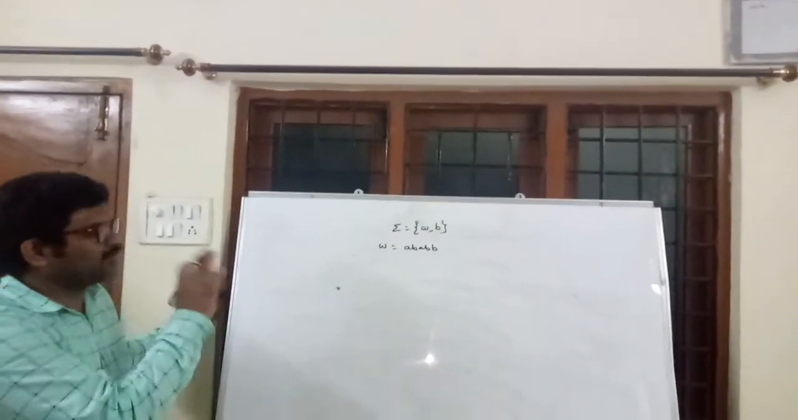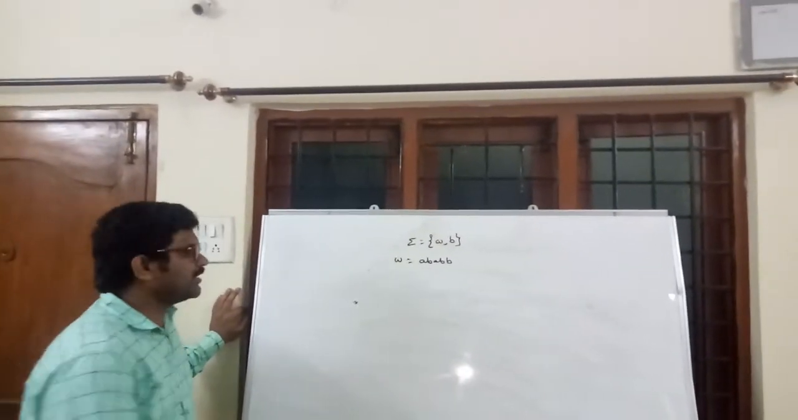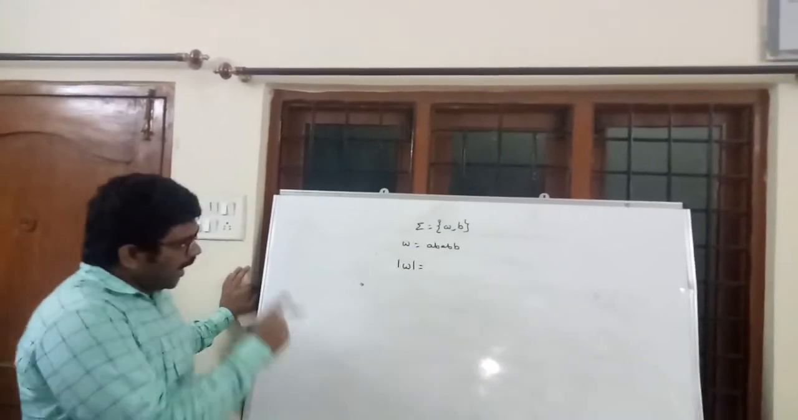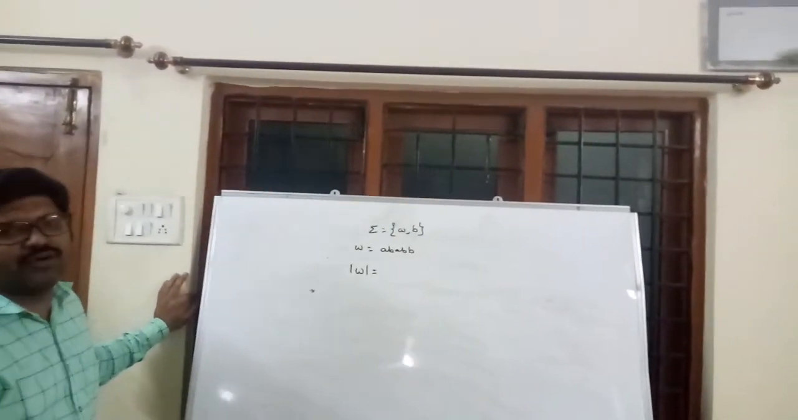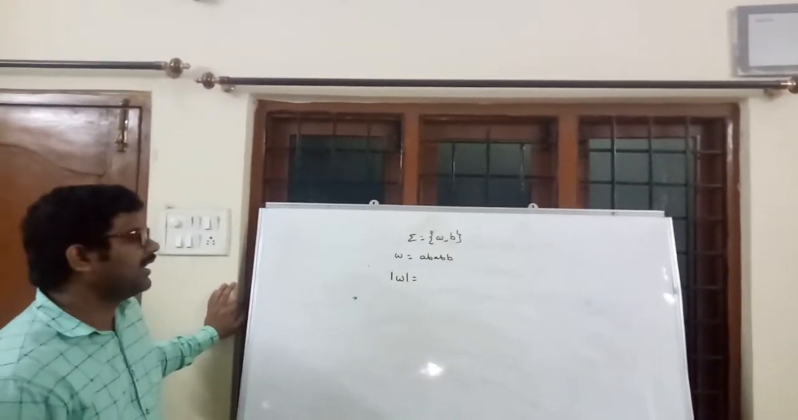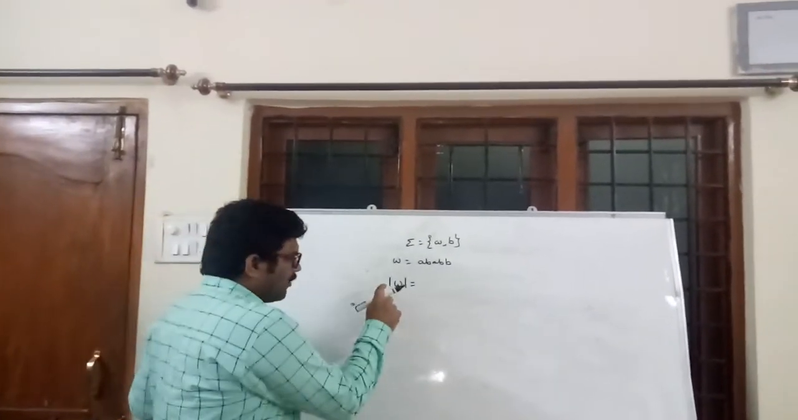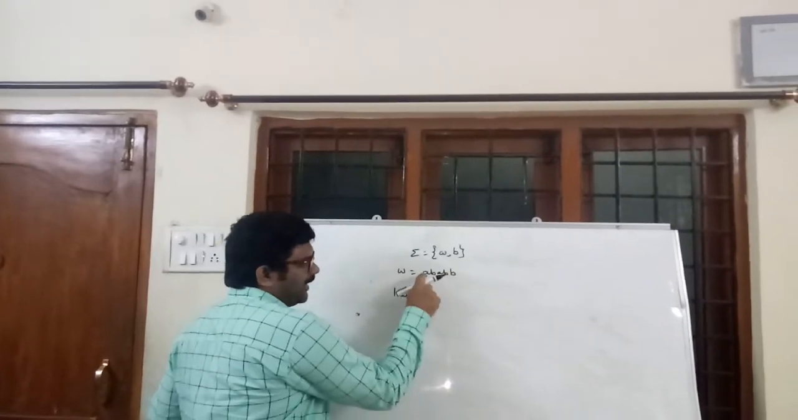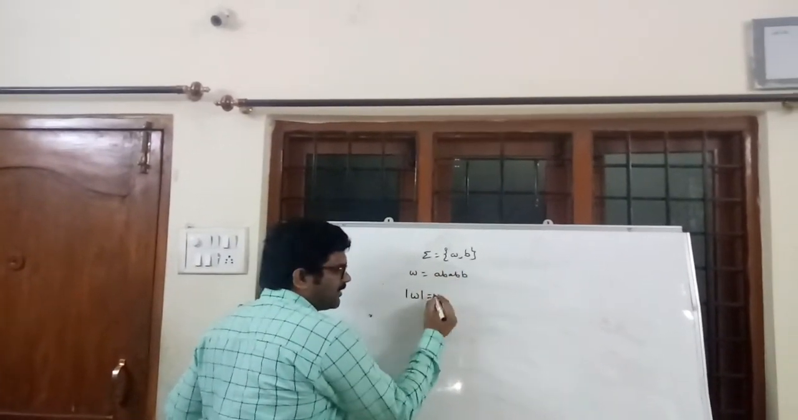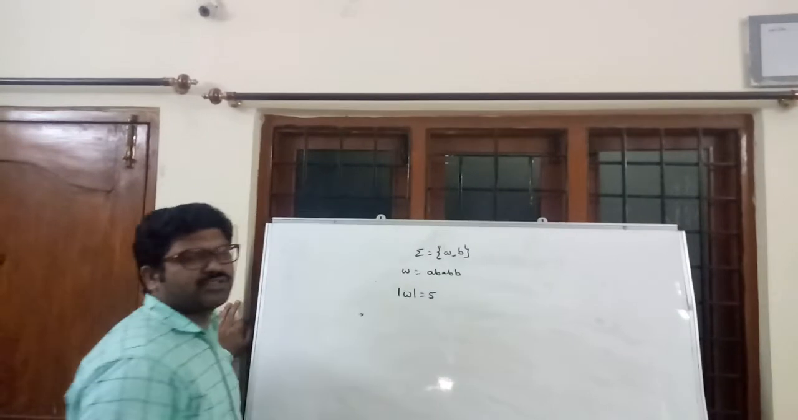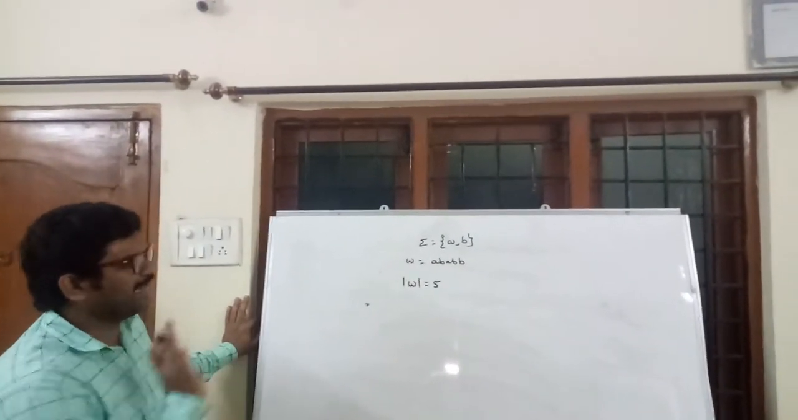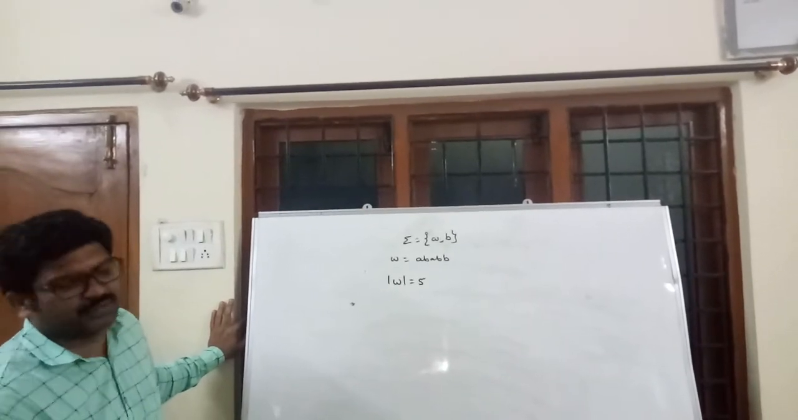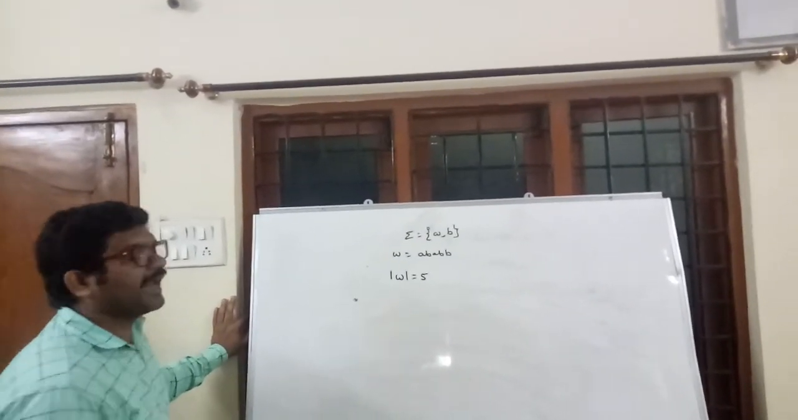Now what is the length of the string? The length of the string is denoted with modulus of W. And how many symbols are there in that string, you need to count and then write the value. That is nothing but the length of the string. So here modulus of W, here W means abb. So if you look at here, 1, 2, 3, 4, 5 symbols are there. That's the reason modulus of W is equal to 5. So this is what length of the string. Then we said already empty string is denoted with epsilon. So then move on to the next one, language.